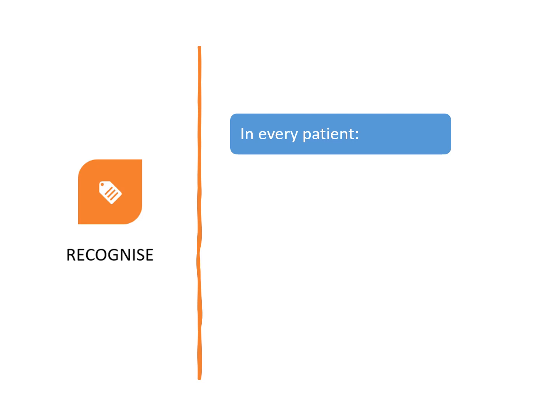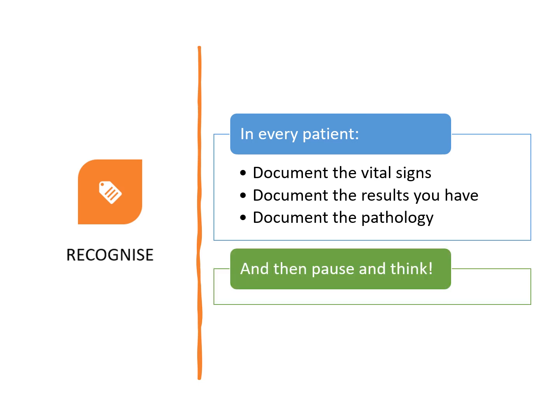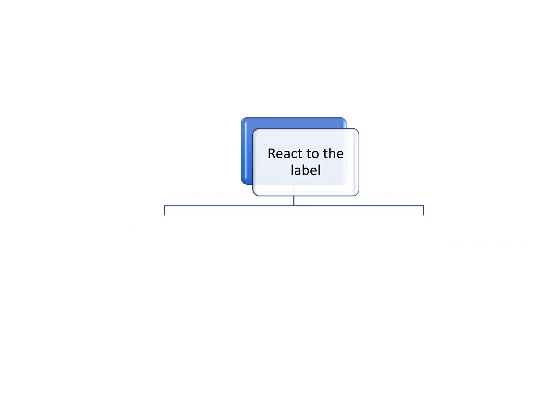And so what I think we should do in every single patient to recognize these patients is document what the vital signs are, those ones that I've mentioned. Document what results you have, document the pathology, and then pause and think. And really, it's very, very helpful to label the patient, this is a sick patient, because once you do that, a whole lot of other boxes need to open in terms of what you're going to do for that patient. Healthy patients often have that reserve, sick patients don't. And because they don't have that reserve, you need to set up in a different manner.